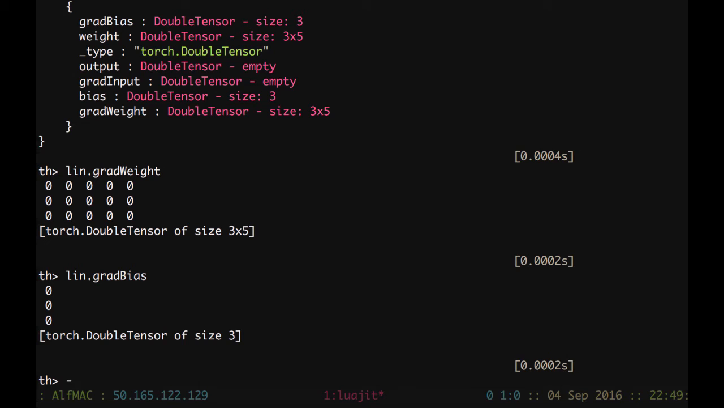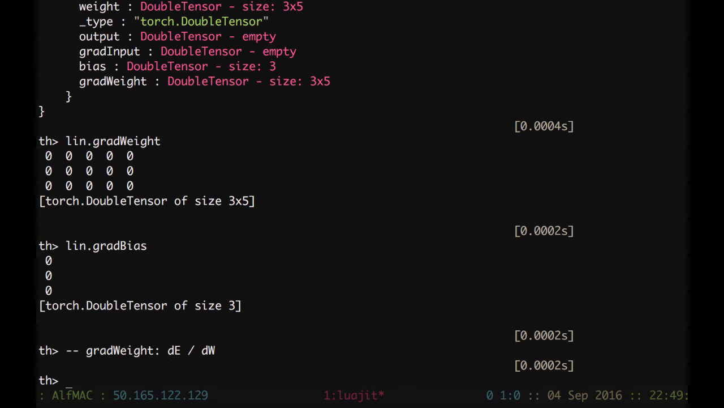So the first one, what is called grad weight, is going to be basically the partial derivative of E with respect to the weight of this module. And grad bias is going to be the partial derivative of E with respect to the bias.